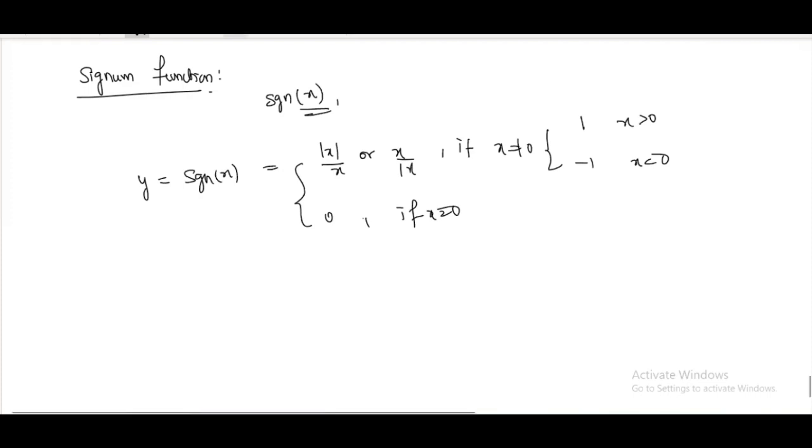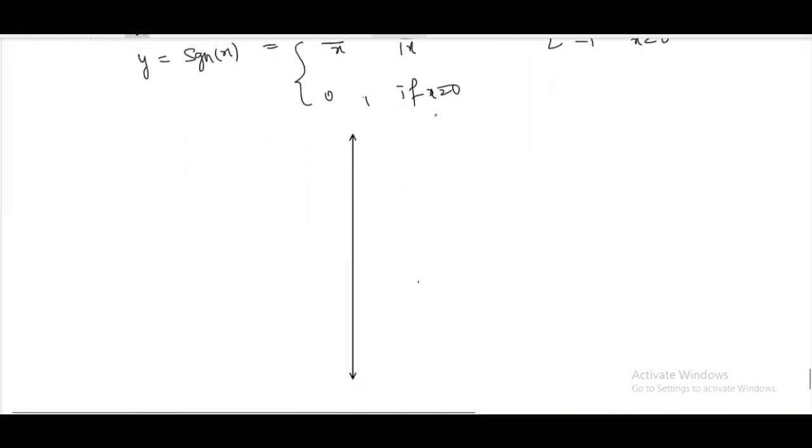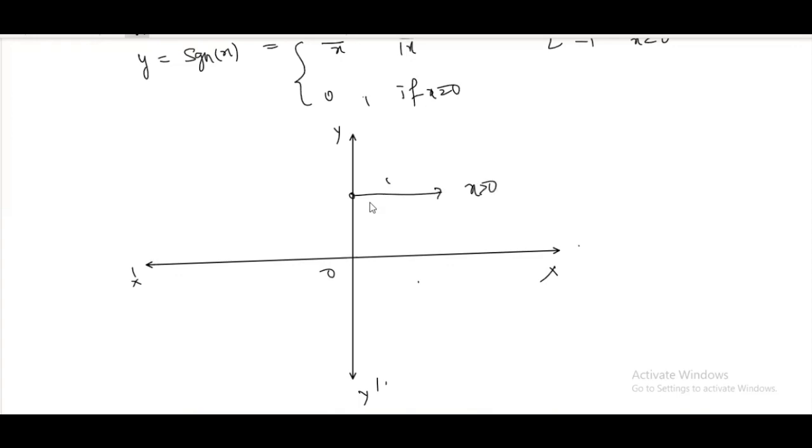If you look at the graph of this function, it will be like this. This is the x-axis; let's think x'Ox, y'Oy. For x greater than 0, it will be at y equals 1. For x less than 0, y is equal to -1, and at x equal to 0, the y value is also 0. So this is the signum function graph. It will be like this. Hope you understand clearly.